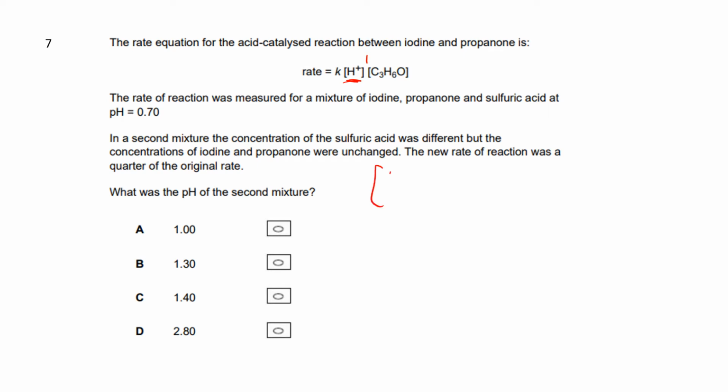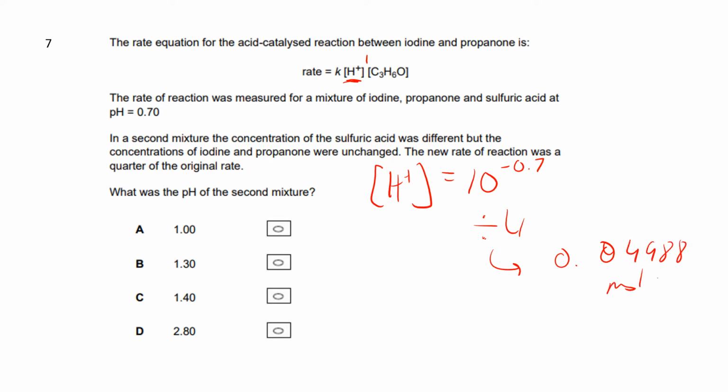So the H plus concentration to begin with, we can work out from here, 10 to the minus pH, so it's 10 to the minus 0.7. Okay, we can divide that by 4, because the rate was divided by 4, which gives us 0.04988 moles per dm cubed. But we need that in a pH, so we minus log it, and that gives us 1.30. So it's B.